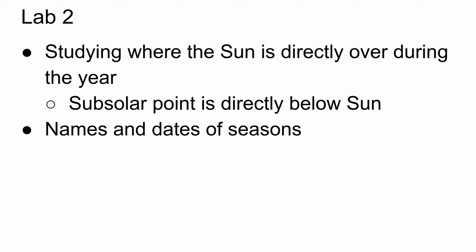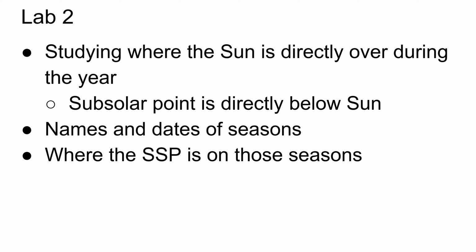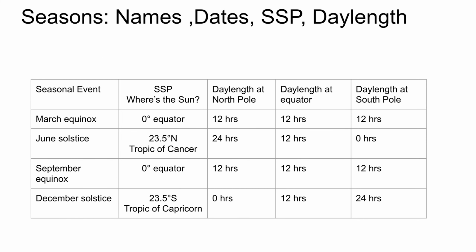You should also start remembering the names and dates of the seasons, where the subsolar point is on those seasons. I would make a chart. There's great value in actually making the chart. Writing it down activates parts of the brain that make it easier to remember. So you could take a picture, but you won't remember it nearly as well as if you just write it out by hand. So I would write out the name of the seasonal event.